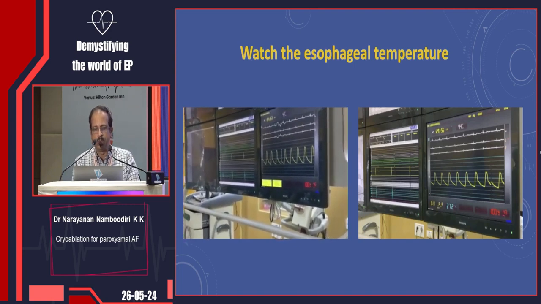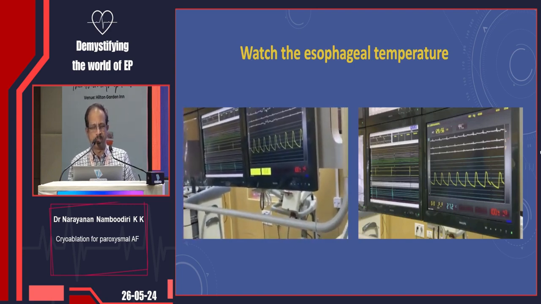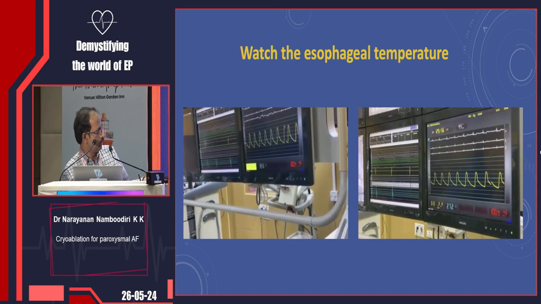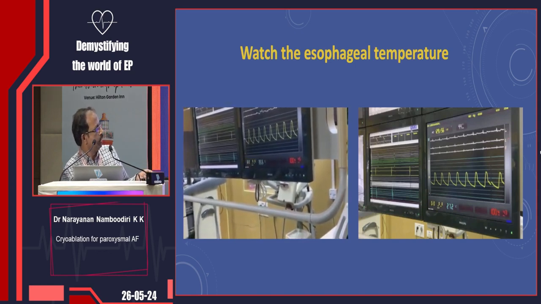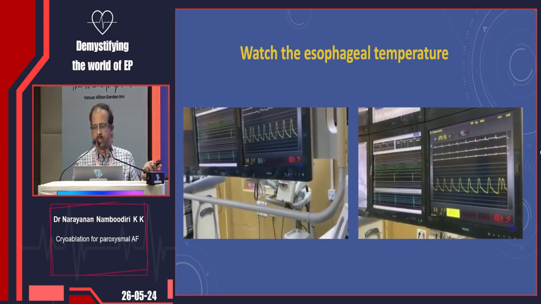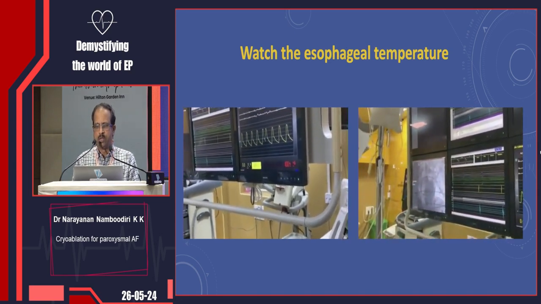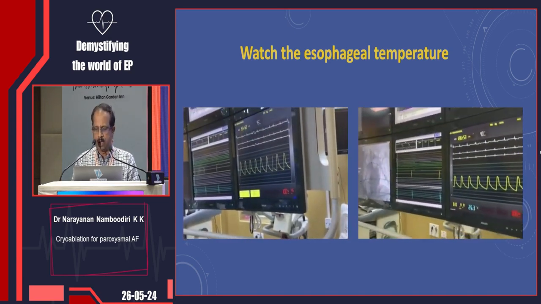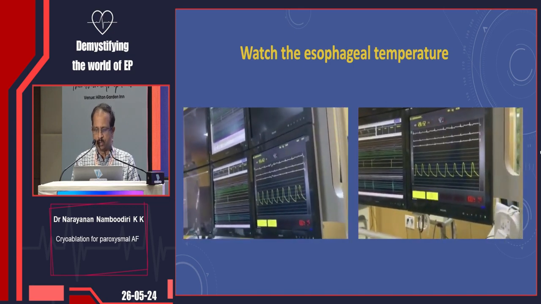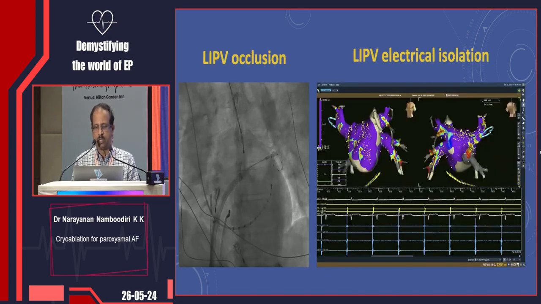Esophageal temperature is to be monitored. Beneath you can see that this is 35.6 here. Then in this case, it is coming down, it's 27.1. If it comes below 27, we stop immediately and double tap and stop it. So that is to make sure that an esophageal, retroesophageal fistula is avoided.